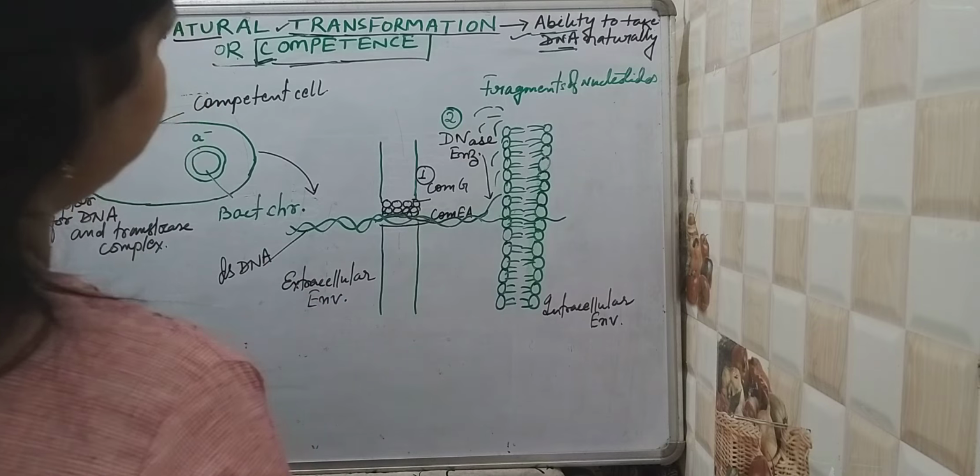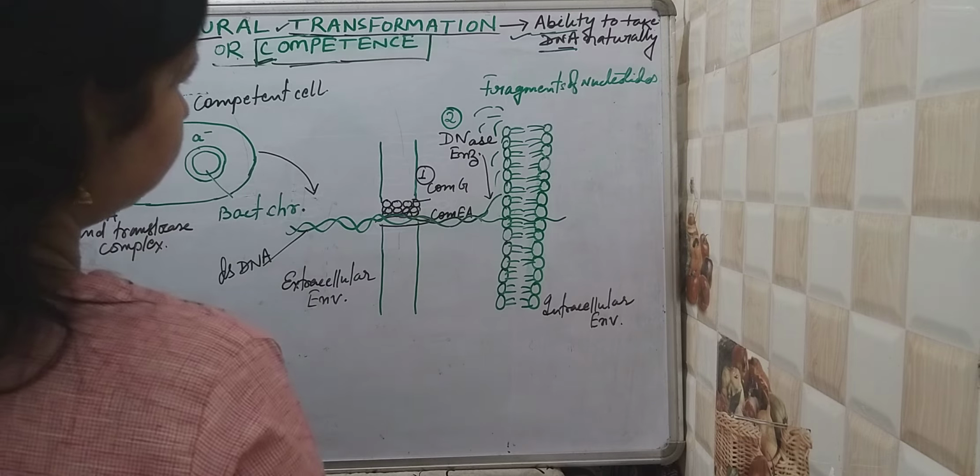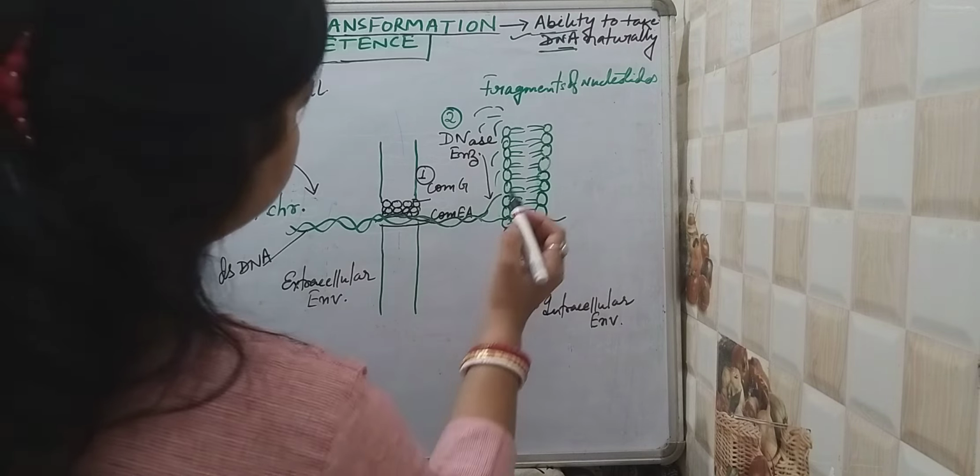Now, what happens in the third stage? Here I should draw now.